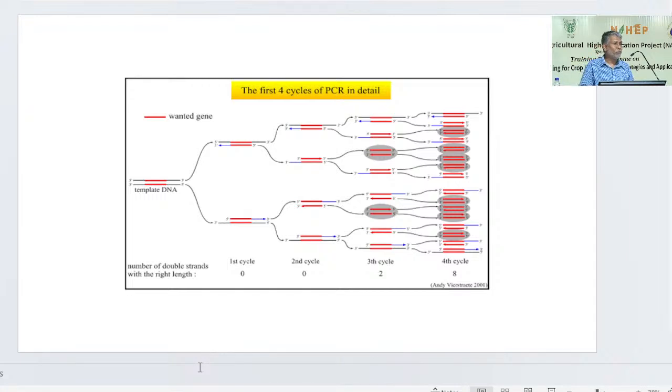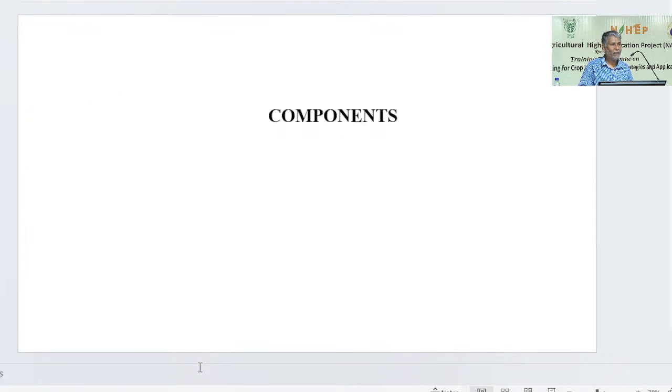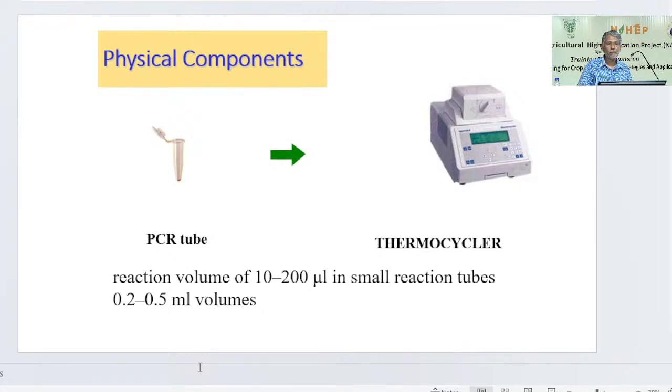So what are the components? What are the things required? Taq DNA polymerase will be required. Primers are required. Template is required, and then buffer is required. Physical component, we need a machine, right? Can we do PCR without a machine? You can do it. How do you do it? Yes, water bath. So you need some sort of incubator, right?